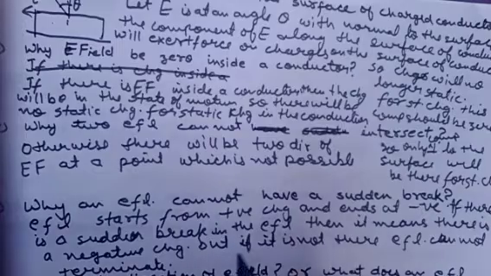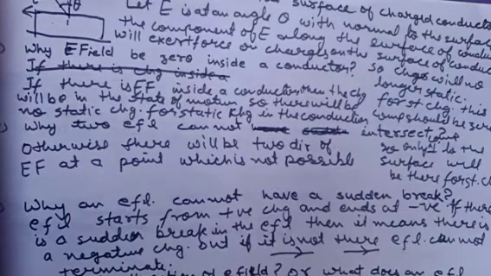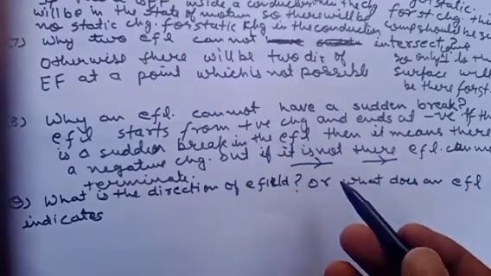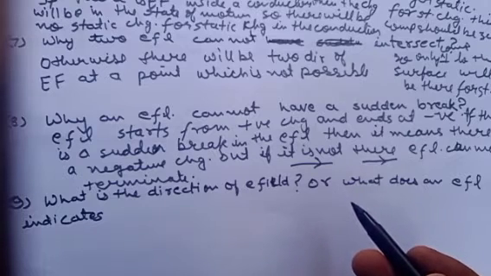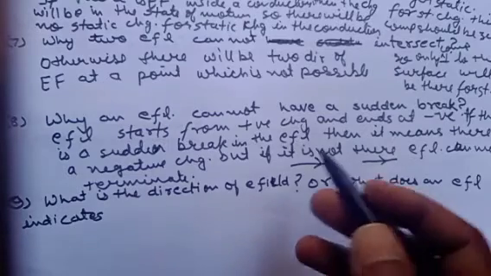So sudden break means if this is a field line and suddenly it breaks up and then goes like this, this is not possible, because it is only possible when there is some charge or some shielding or some other agency. But if there is nothing, there is no reason that this line can have a sudden break. It can end at a negative charge only. One more explanation we can give is that the electric field line gives the direction of force on a positive charge particle placed in that region.